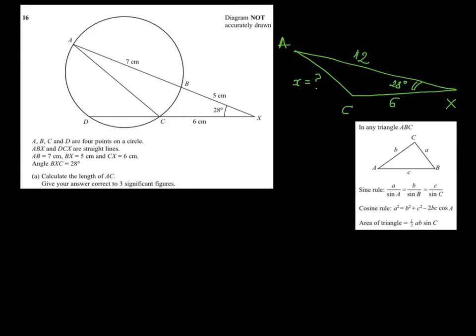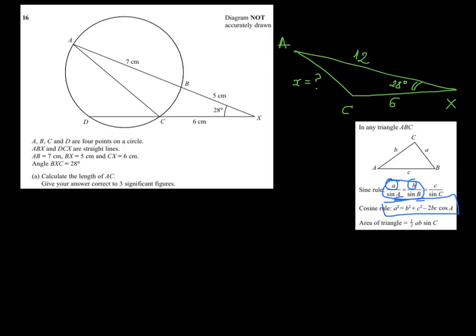If we look at sine rule, it involves two sides, a and b, and two angles, angle A and angle B. Whereas if we look at cosine rule, it involves three sides a, b, c, and one angle. In my question, I have involved three sides and one angle. I know two sides and an angle, and I need to find the third side. So it's going to be cosine rule.